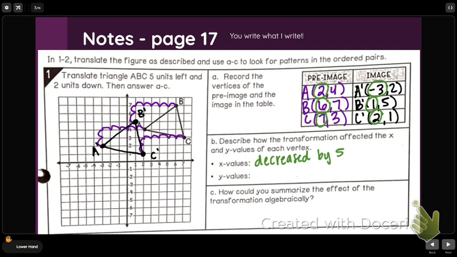So now we're going to do the same thing with the y values. So initially we're going from 4 to 2. The difference between that is -2. From 7 to 5 is again -2. And from 3 to 1 is -2. So the y values decreased by 2.